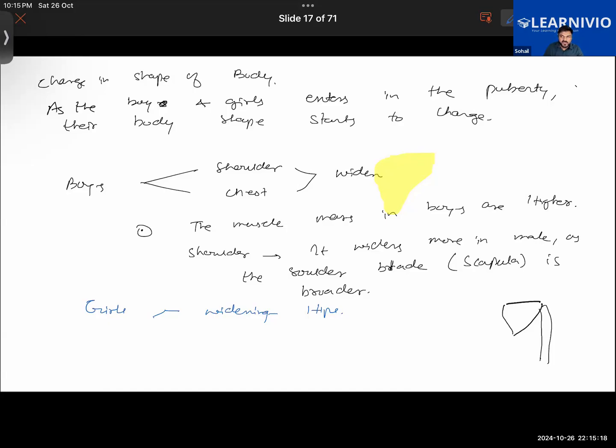So apart from all the changes which we have learned, there will be change in the shape of the body also. As they enter into puberty, their body shape will start to change. In the case of the boys, the shoulder and the chest will become wider. Why will the shoulder become wider? Because of the shoulder blades. You know what a shoulder blade is. The shoulder blades of the boys are wider as compared to the girls, so the shoulders and the chest will become wider. That is one of the important changes in the shape of the body of the boys.